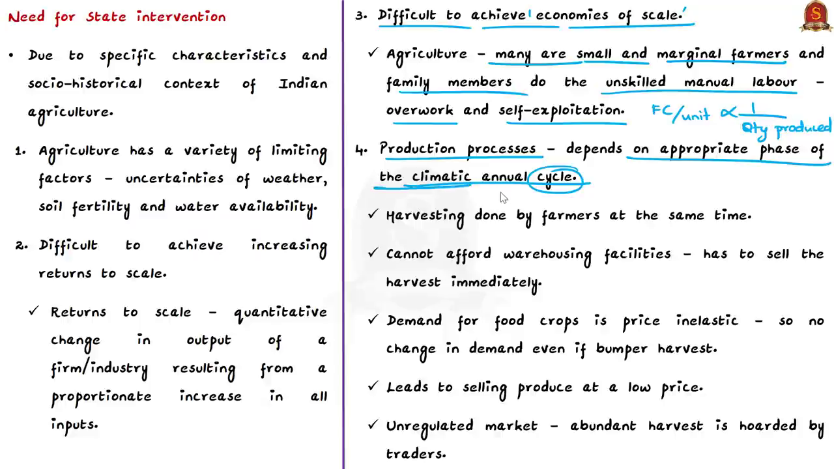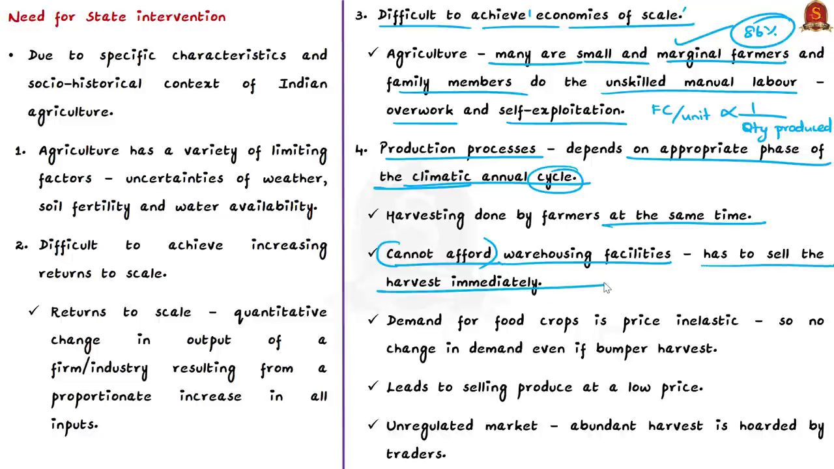So harvesting is done by farmers at the same time. This results in abundant harvest of the same or similar crops at a particular time. Now you may think that they can harvest and store in warehouses for future sale, but as we saw already, most of them are small and marginal farmers. According to the author, they constitute 86% of India's farmers. So they cannot afford warehousing facilities, and therefore they are forced to sell the harvest immediately.